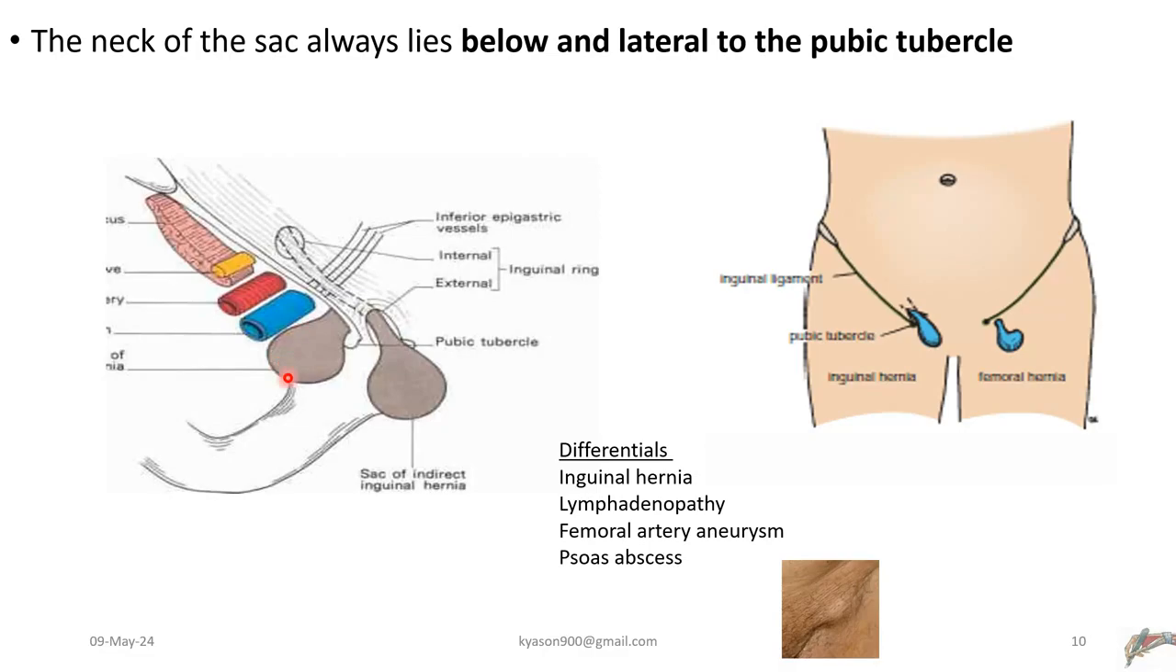Also, if a patient has any form of hernia and coughs, we know that the pressure inside is going to build up and that swelling is going to bulge whenever the patient strains or coughs. So all that can help you to differentiate hernias from lymphadenopathy.